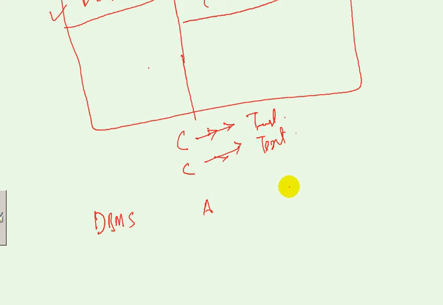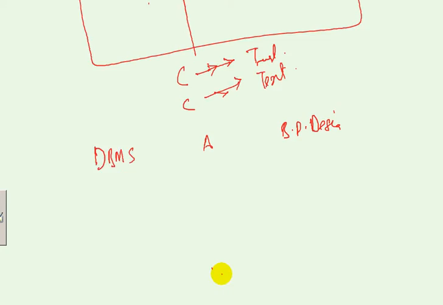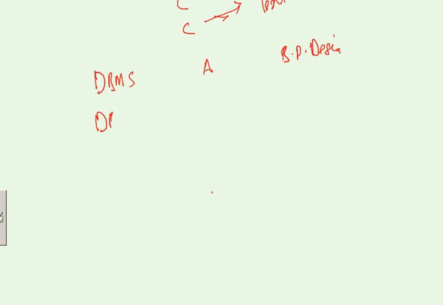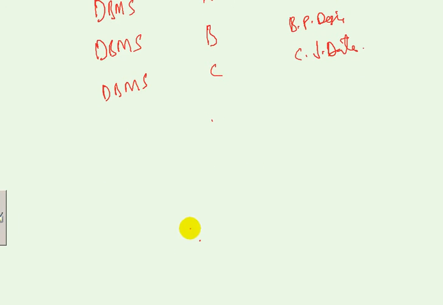Professor A is teaching, for example, the Bipin Desai textbook, the example we were using. We have another book also, say for example, RDBMS again. Professor B is also teaching Bipin Desai RDBMS. Professor C is teaching CJ Date. And similarly you have the RDBMS taught by Professor B, and he is also using CJ Date.